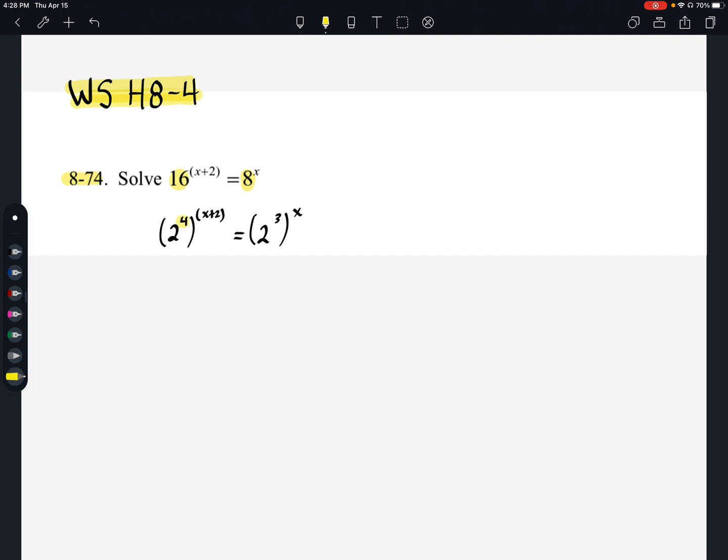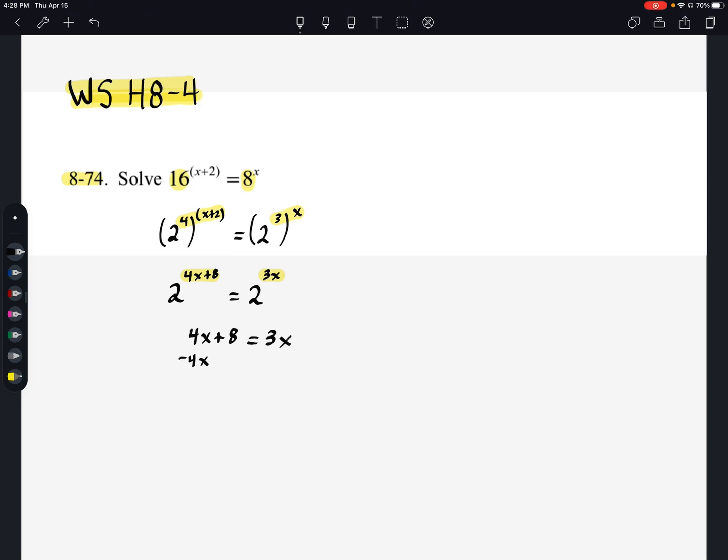Now, when you raise a power to a power, what do we do? We multiply, right? So we should have 2 to the power of 4x plus 8 should equal 2 to the power of 3x. And now that the bases are the same, we're truly just comparing the two exponents. In order for these to be equal to each other, the exponents are going to have to be the same. So we'll say 4x plus 8 should equal 3x.